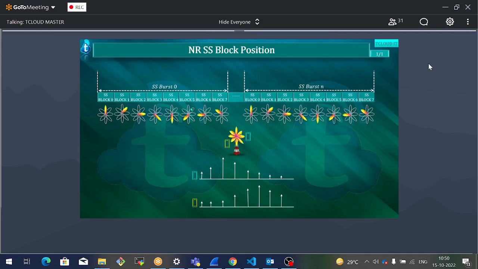Now, all these blocks are numbered. So these block numbers are going to be provided to the mobile intelligently inside. The information would be provided inside. How is this information conveyed to the mobile? These block numbers, the SS burst numbers, are block numbers. Let us look into that aspect.